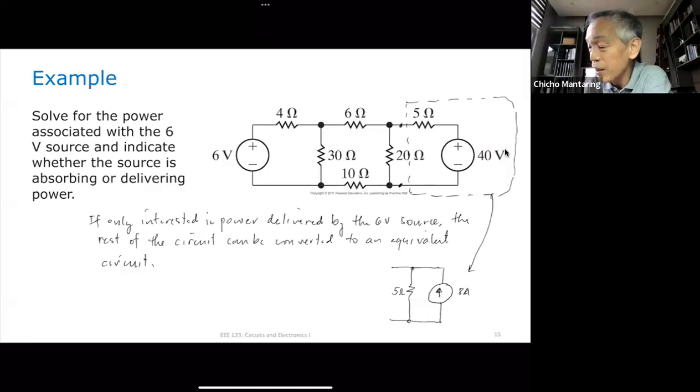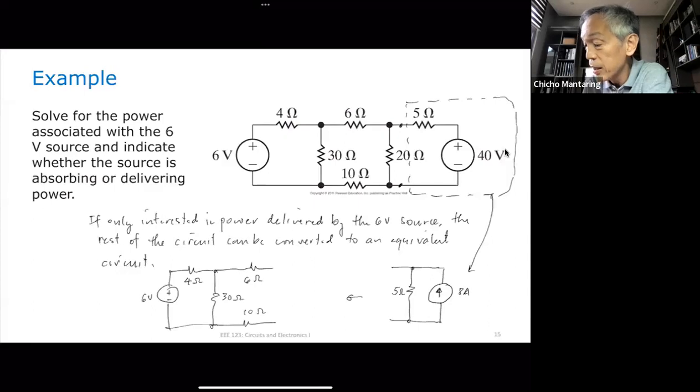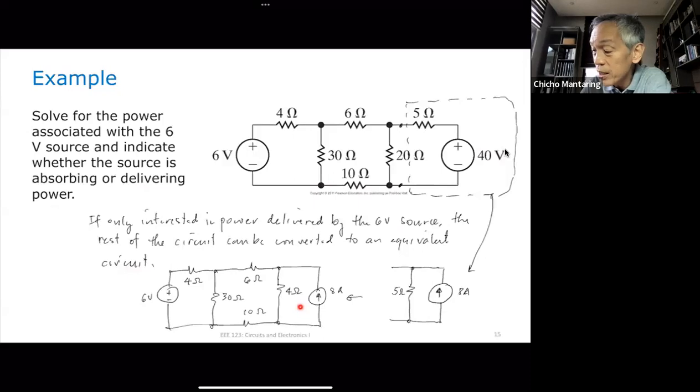So if I do that, what is going to be my new circuit? I'm going to have now a 6-volt source, my 4 ohms, my 30 ohms, my 6 ohms, my 10 ohms, and then dito, I'm going to have 4 ohms, and then 8 amperes. Where 4 ohms is this 5 ohms in parallel with my 20 ohms. So this is 5 in parallel with 20, which is equal to 4 ohms. Any questions so far?